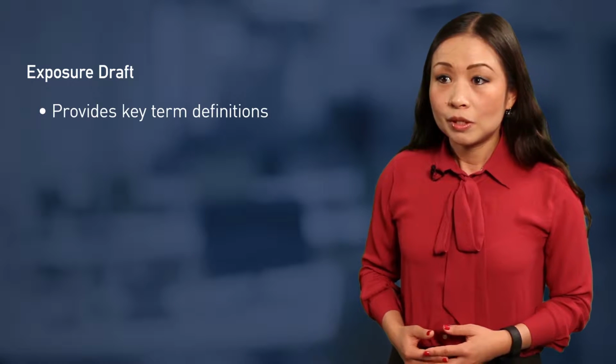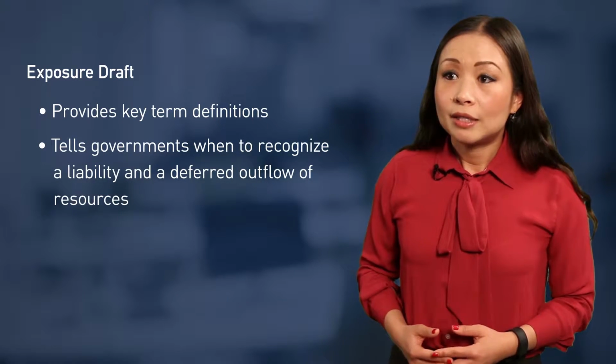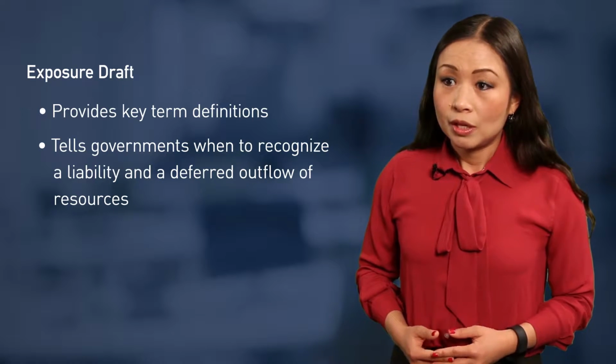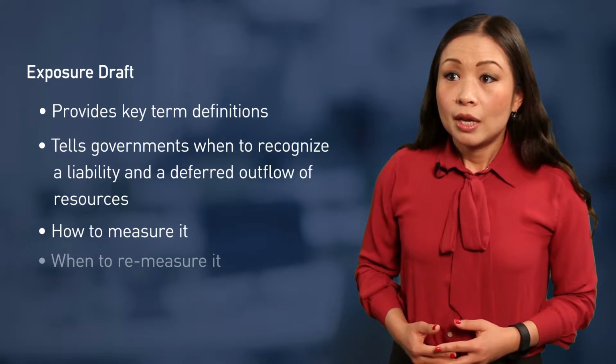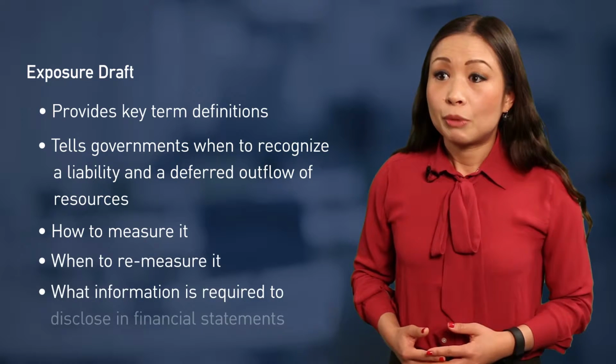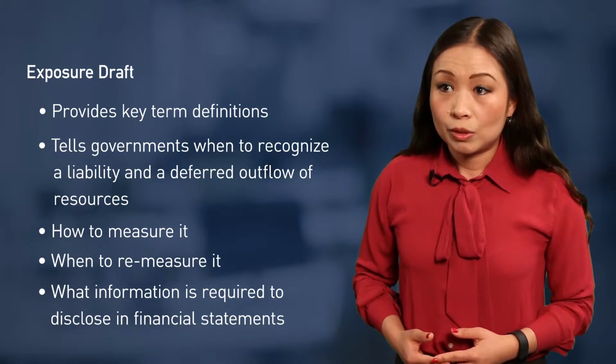The exposure draft of certain asset retirement obligations was issued in December of 2015. The key provisions of this exposure draft provided the definitions of certain key terms, and it tells the government when to recognize a liability and a deferred outflow of resources, how to measure it, when to remeasure it, and what information a government is required to disclose in its financial statements related to AROs.